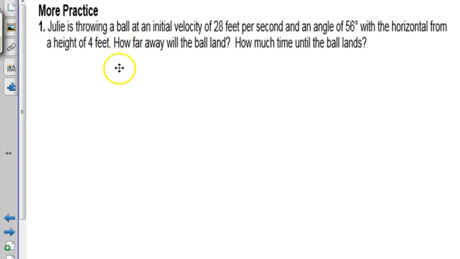Julie's throwing a ball at an initial velocity of 28 feet per second and an angle of 56 degrees from the horizontal from a height of 4 feet. How far away will the ball land and how much time does it take till the ball lands? Okay, tell me what to do.